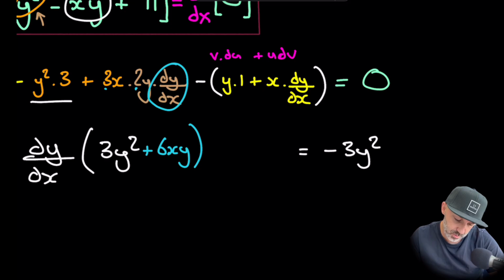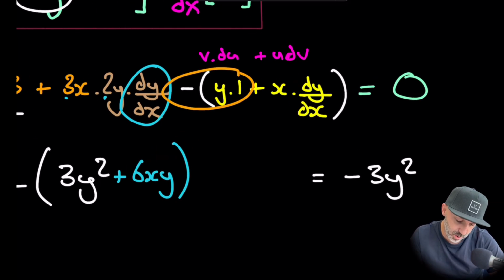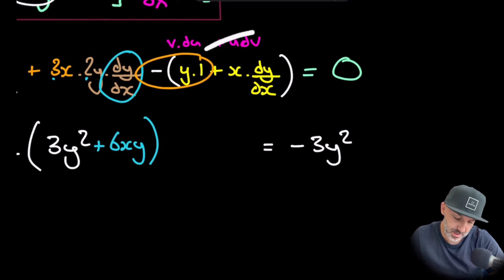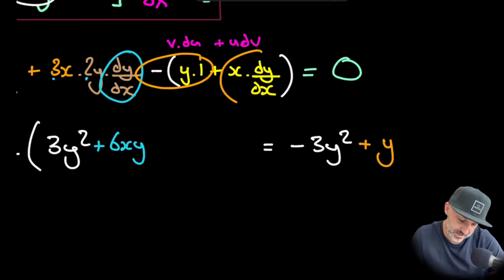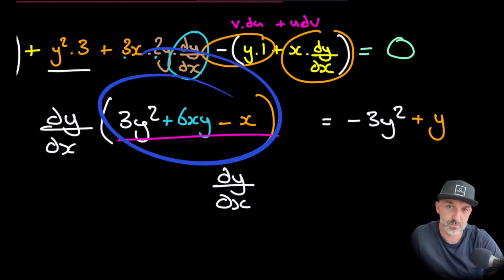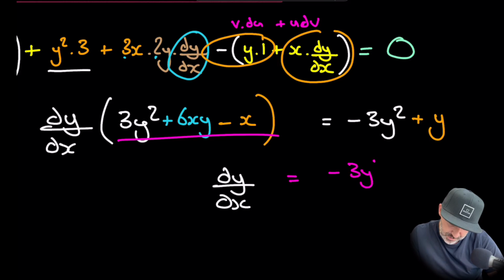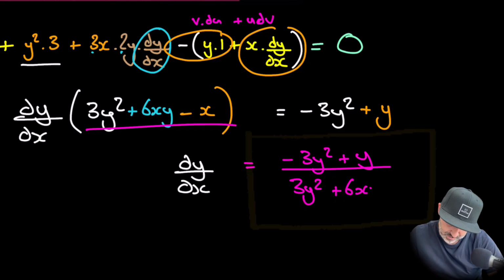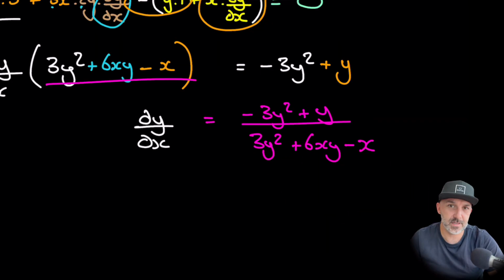And we have one more expression. Here we have minus y. That doesn't have a dy by dx in it, so that minus y moved to the right-hand side will become positive y, but we do have a negative x dy, so minus x. Divide everything through by this value on the left here, which is this one. That will give us minus 3y squared plus y all over 3y squared plus 6xy minus x. That's the end of that question.